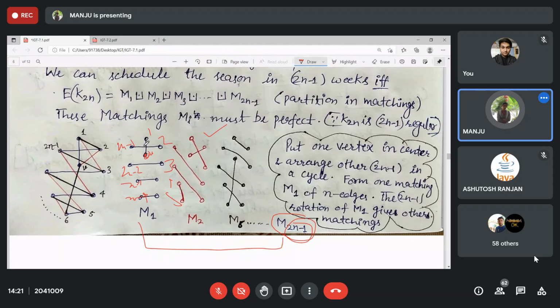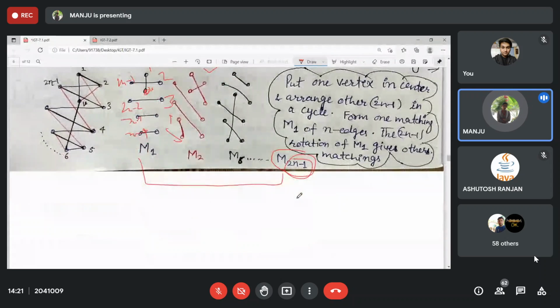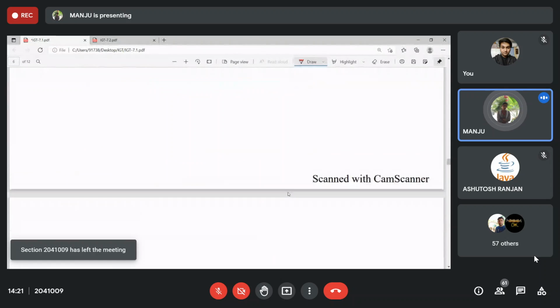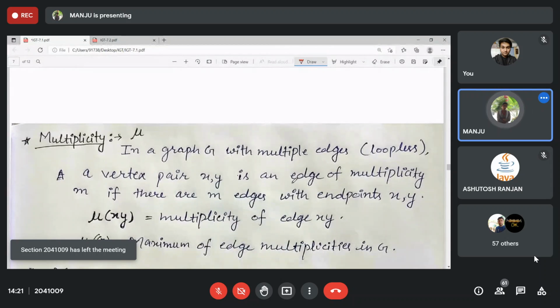2n minus 1. Considering this one edge for the second one, this one for the third one, and so on. Each time you will be considering some different edges. And as you can see, all are independent. That's why this forms a matching, and these form the color classes. All the edges of a matching can be colored using the same color, right? That's how we color this K2n.